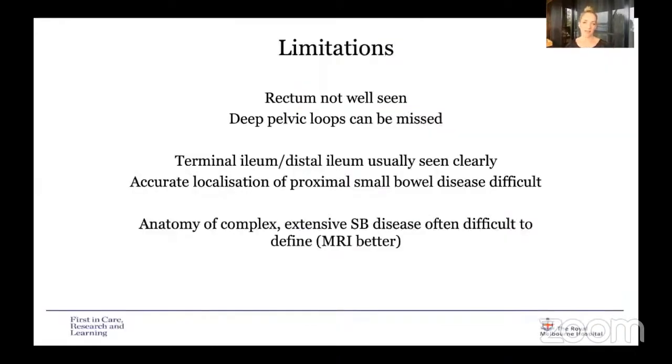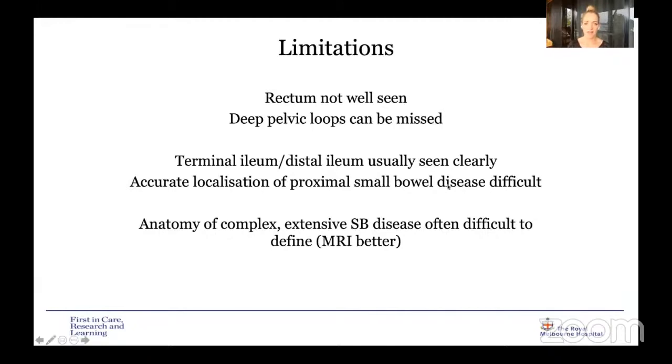It does have some limitations. The rectum is not well seen. There are some studies now looking at perianal ultrasound, so it's non-invasive in that it's just on the outside of the rectum and you can get good images of the rectum there. At the moment, that's not standard of care with ultrasound. Deep pelvic loops can be missed. So if you're worried about the anatomy and getting an overall view, MRI and CT are still better than ultrasound.